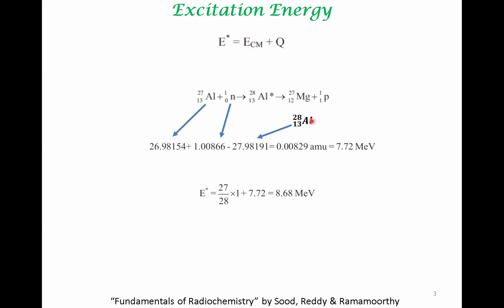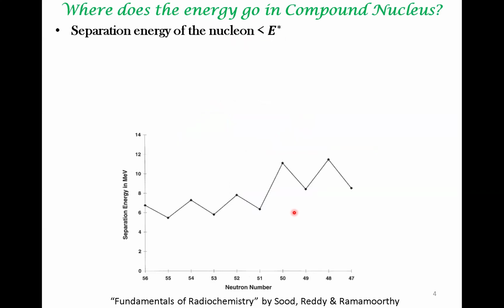So plugging this value into this equation, supposing you have a 1 MeV neutron, this is the energy available with respect to center of mass coordinates. This is the reduced mass. It's the reduced mass times 1 MeV plus Q. Q is provided here. So E star, that is the excitation energy, is 8.68 MeV. This is just an example for a particular reaction.